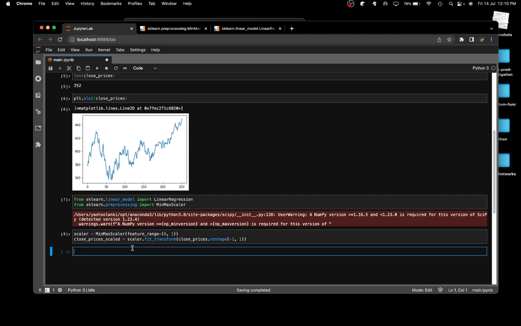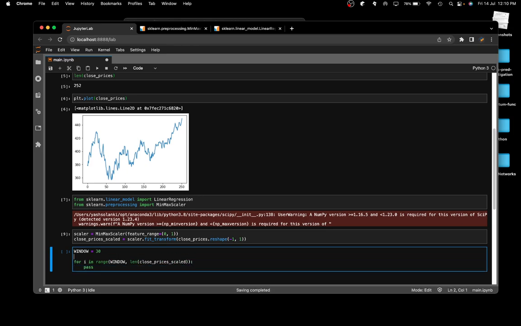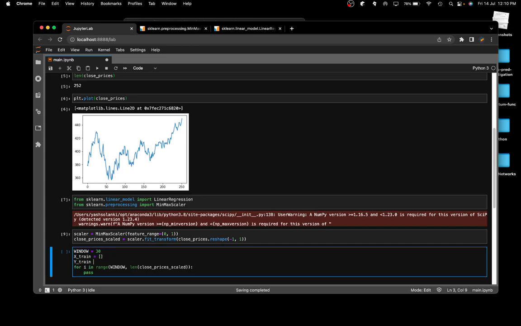Now we can create our trading day window. So we'll just set the window to 30. Then for i in range from window to len of close prices scaled, we can specify our x and y train data. So x_train, y_train, there we go.